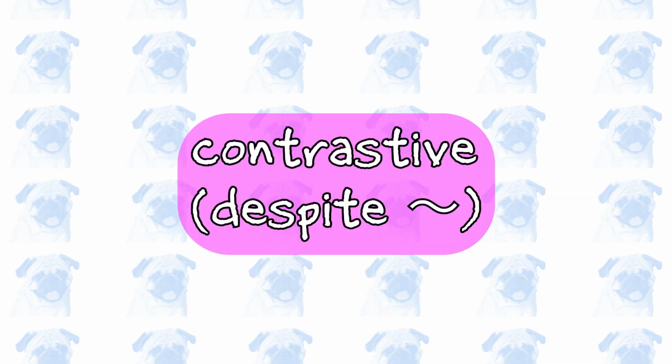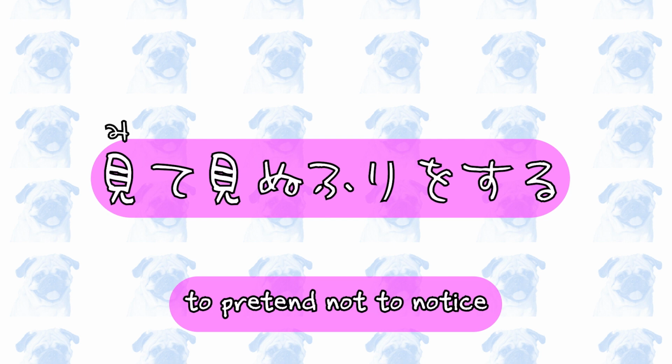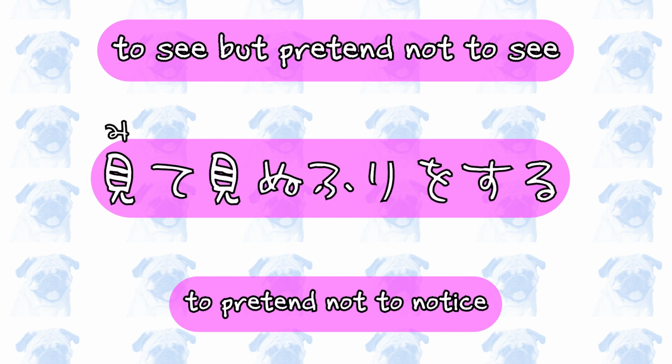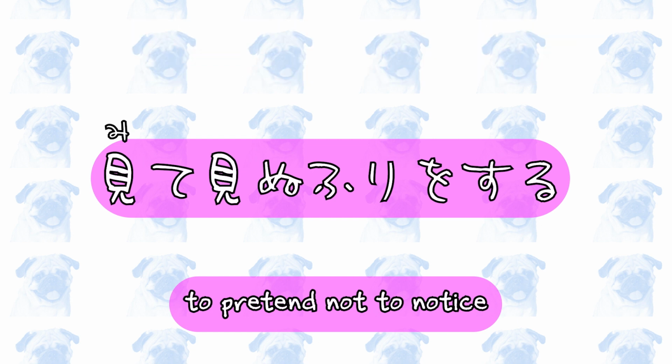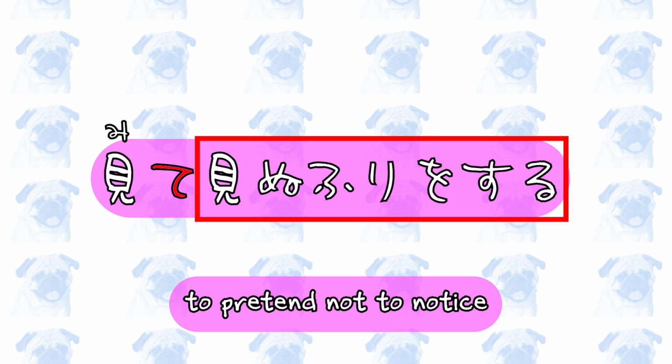6. The te form can convey the idea that an action is performed despite something. For example, the common expression 見て見ぬふりをする, to pretend not to notice, literally means to see but pretend not to see. In this expression, te connects the two verb phrases 見る, to see, and 見ぬふりをする, to pretend not to see.